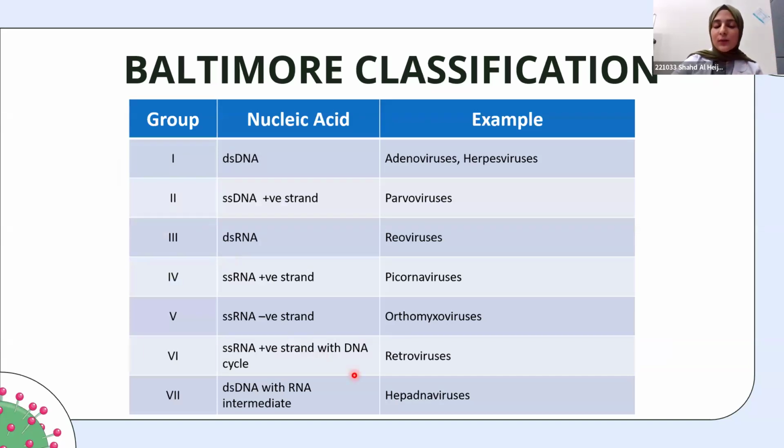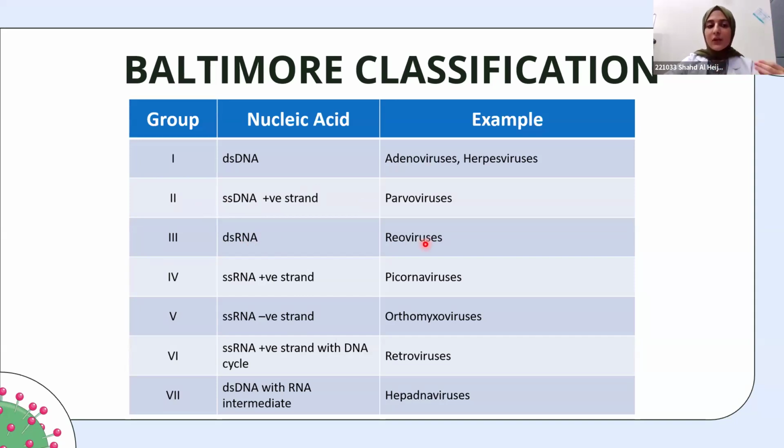Now, again, to the Baltimore classification. We said the first one is double-stranded DNA, and those are found in adenoviruses and herpes virus. Herpes virus, we said, is the major group or the big family in the DNA viruses. And we also have adenovirus. Those two are double-stranded DNA viruses. Now, group 2 is single-stranded DNA, a positive strand, and the example we said is parvovirus. We said DNA is usually double-stranded. The exception is parvovirus, which is single-stranded. Group 3 is double-stranded RNA. Remember, we said all RNA is single-stranded. One exception is reoviruses, which have double-stranded RNA.